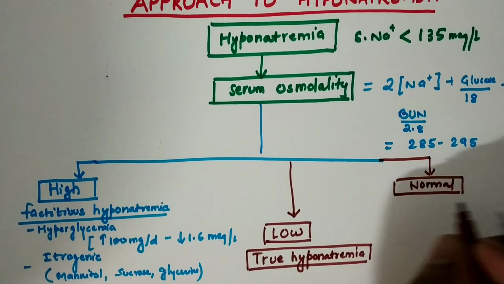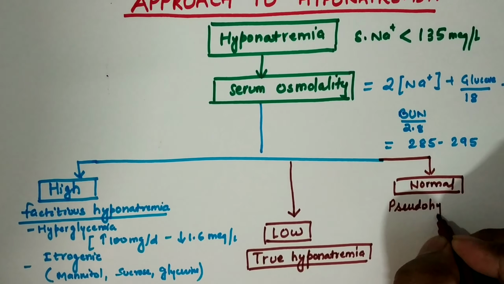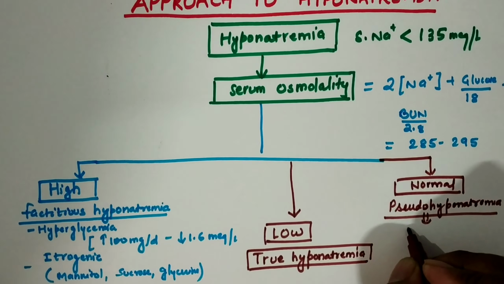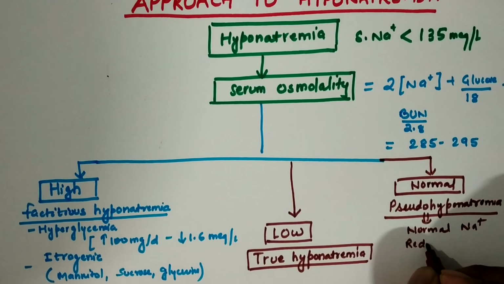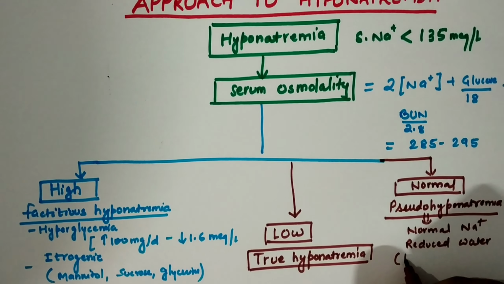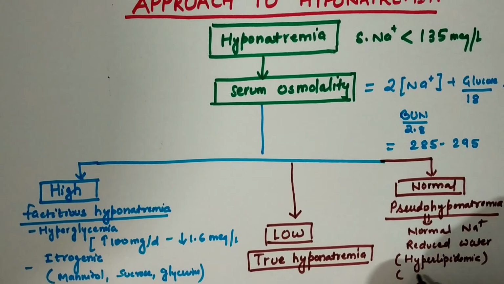And if the serum osmolarity is normal, we call it pseudo hyponatremia. Here serum sodium is normal, but there is reduced water. The cause is hyperlipidemia and hyperproteinemia.